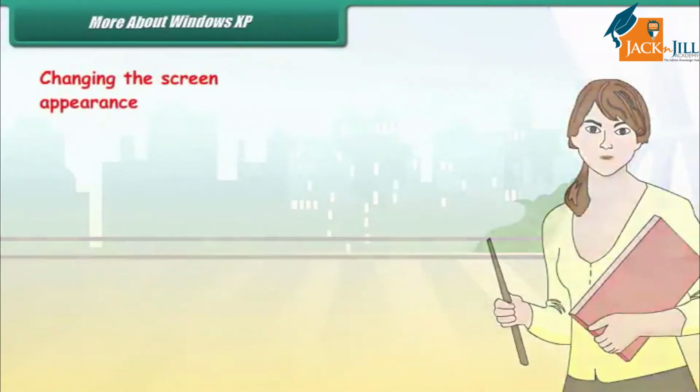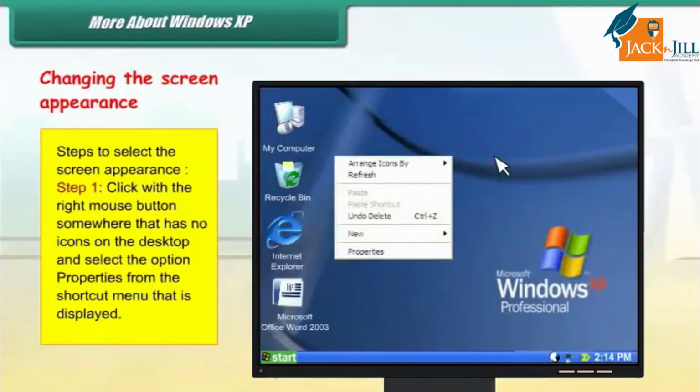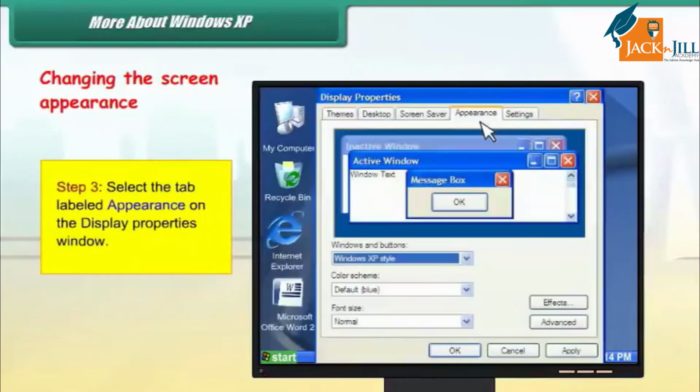Changing the screen appearance. Steps to select the screen appearance. Step 1. Click with the right mouse button somewhere that has no icons on the desktop and select the option Properties from the shortcut menu that is displayed. Step 2. The Display Properties window will appear, where you can change the configuration parameters. Step 3. Select the tab labeled Appearance on the Display Properties window.